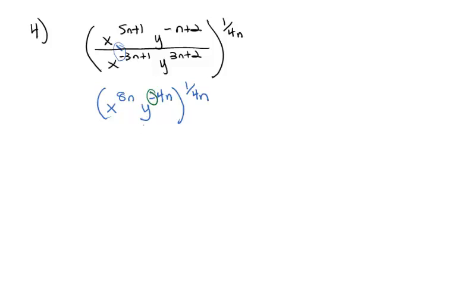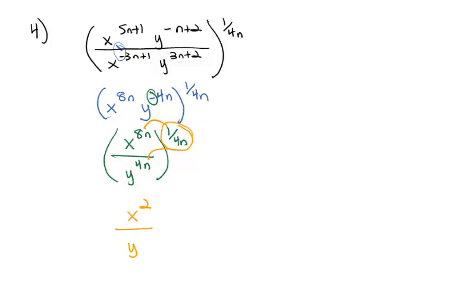Let's go ahead and fix that negative exponent and move it down at this point. x to the 8n over y to the 4n, and all of that is to the 1 over 4n. When we take that exponent and put it on both parts, we get x to the 8n over 4n. Well, 8 over 4 is 2, and the n's will divide out, over y to the 4n over 4n, which is just 1. And so for our final answer on the exponents, we have x squared over y.